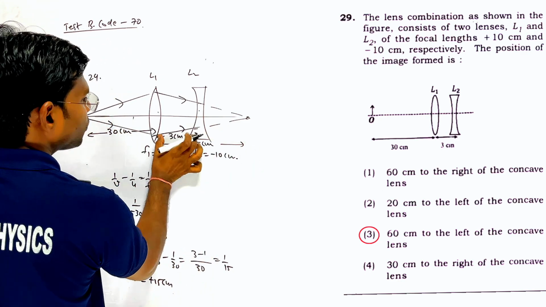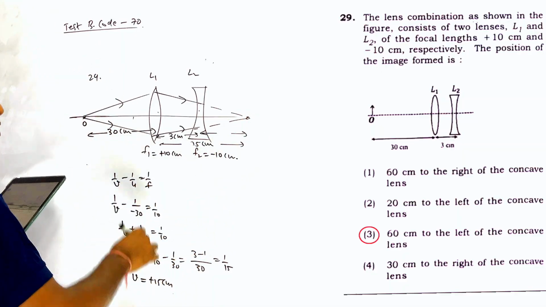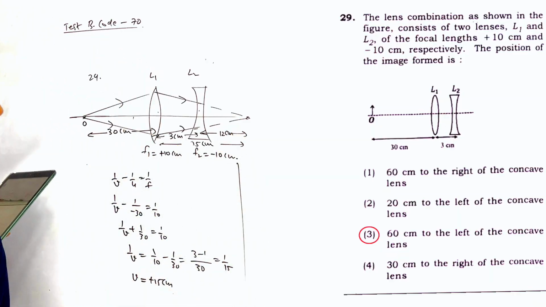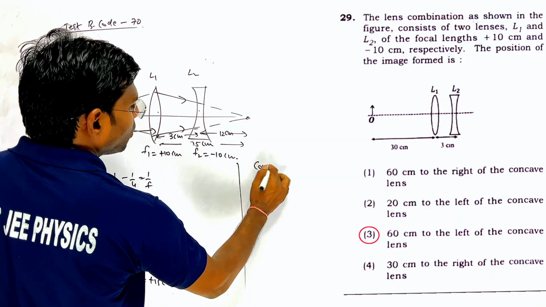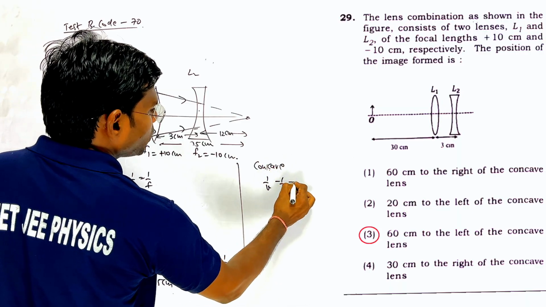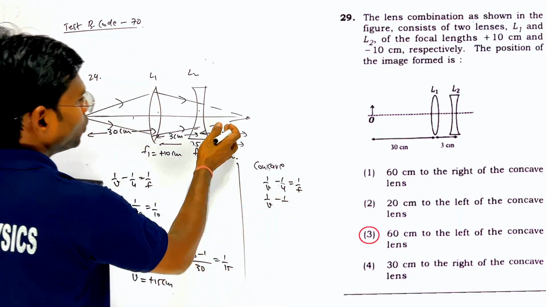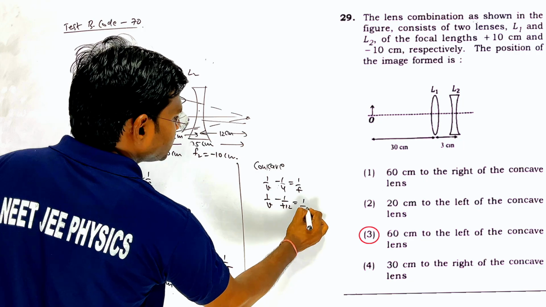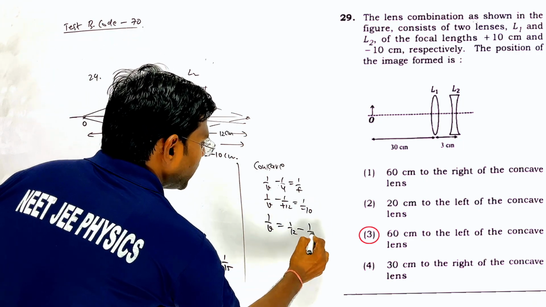So if this is 3 and this is 15, this image acts as the virtual object for this concave lens, which is placed at 12 centimeter. Now for the concave lens, if you apply again 1 upon v minus 1 upon u is equal to 1 upon f, what is u? In this direction it is plus 12, and the focal length is minus 10. So 1 upon v is equal to 1 upon 12 minus 1 upon 10.